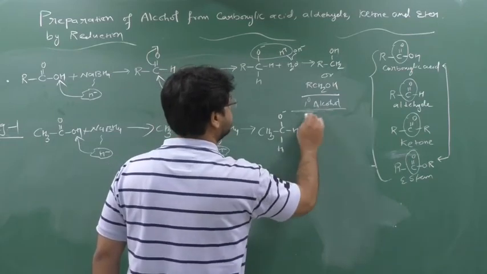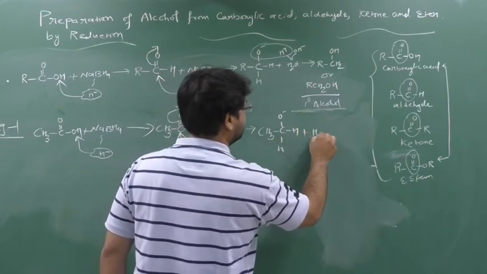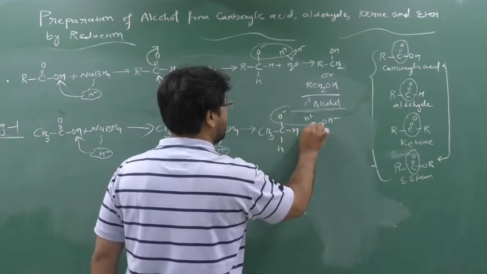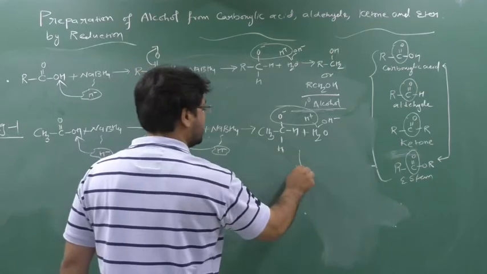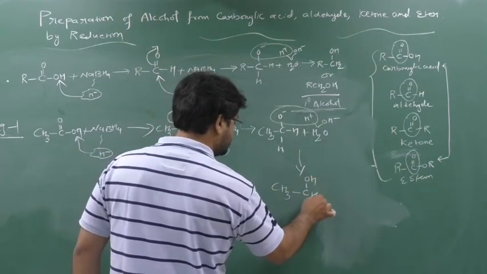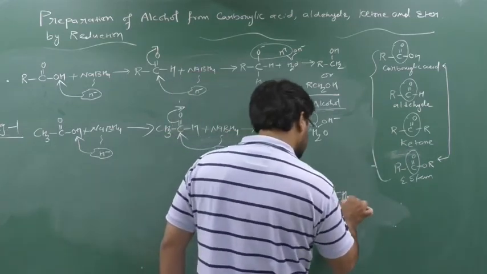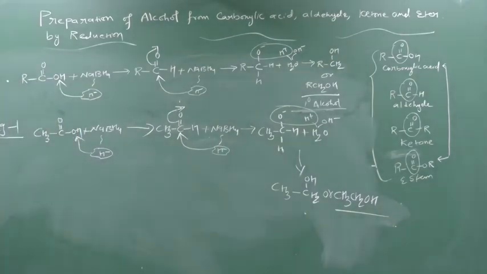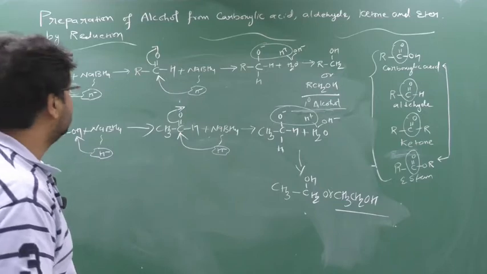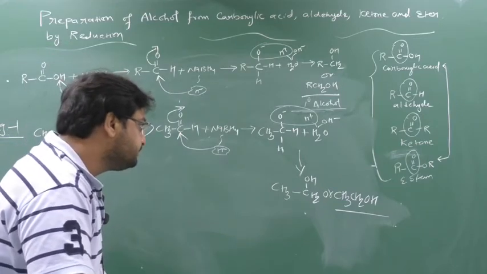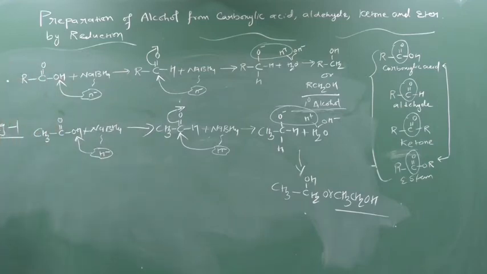Then water will come. It will form H plus and OH minus. This O minus will react with this H plus and form what? It will form CH3CH2OH. So ethanol will be generated from ethanoic acid. Clear? Clear this part? Okay.